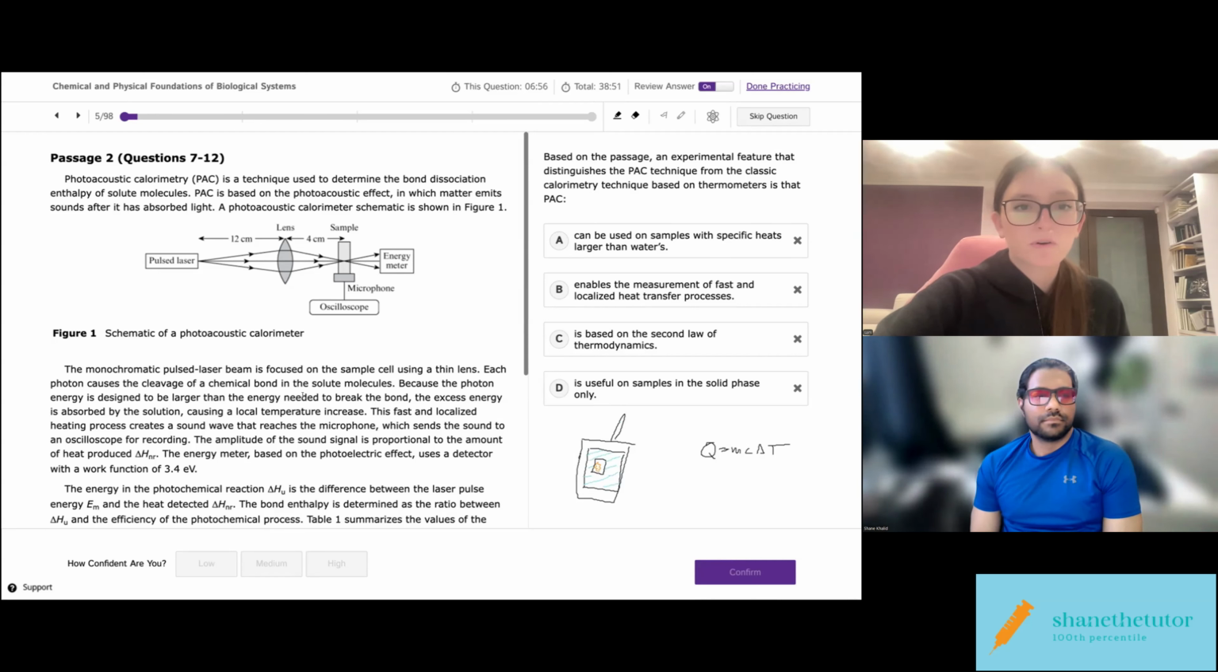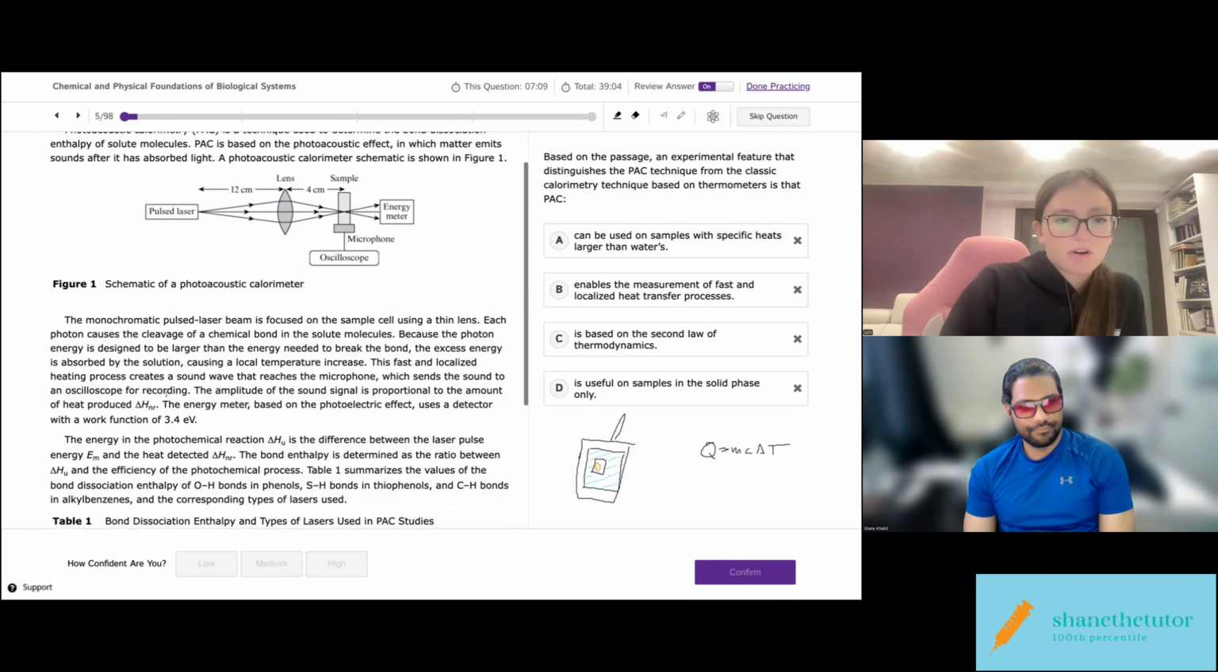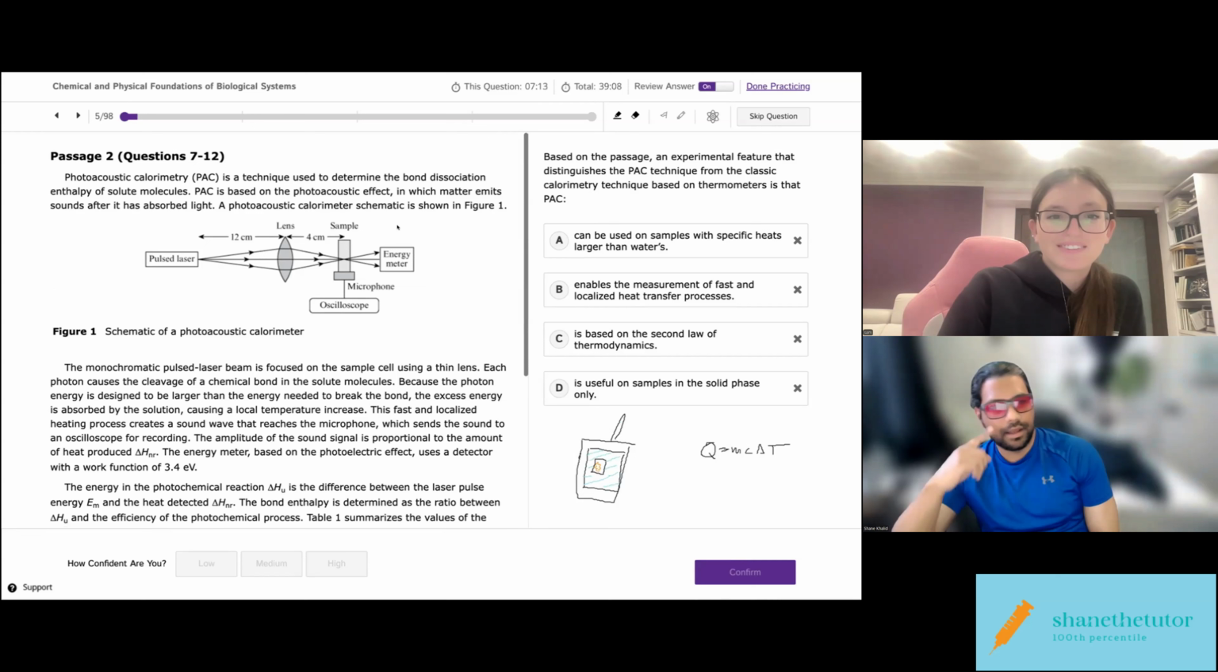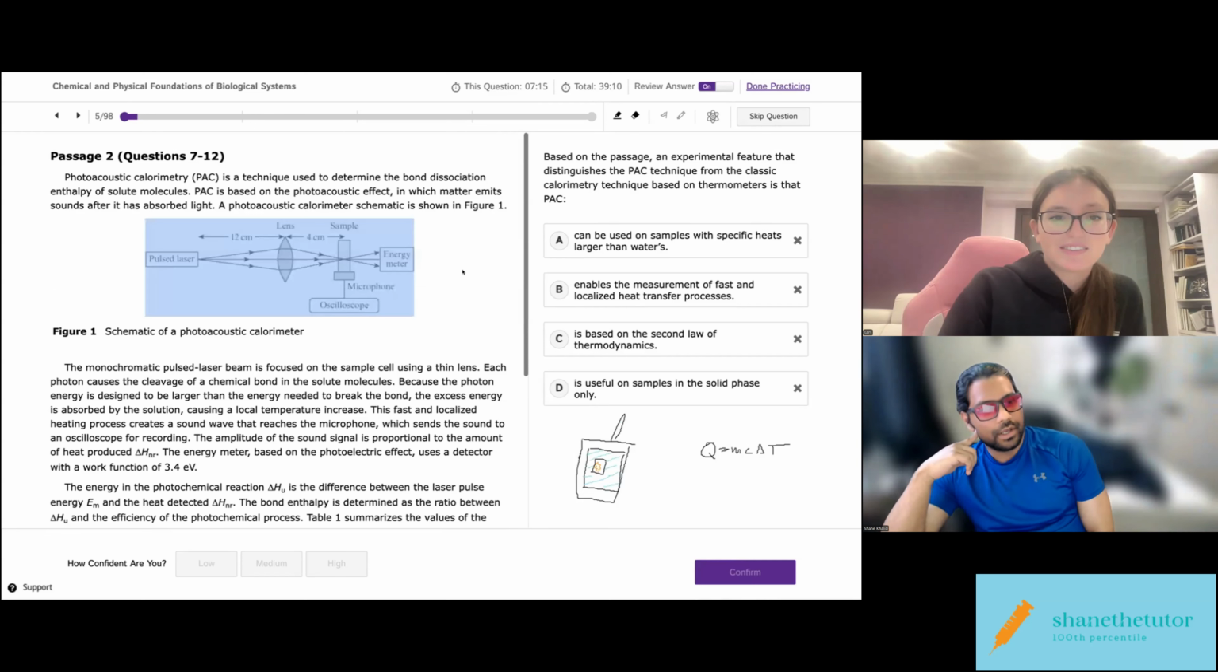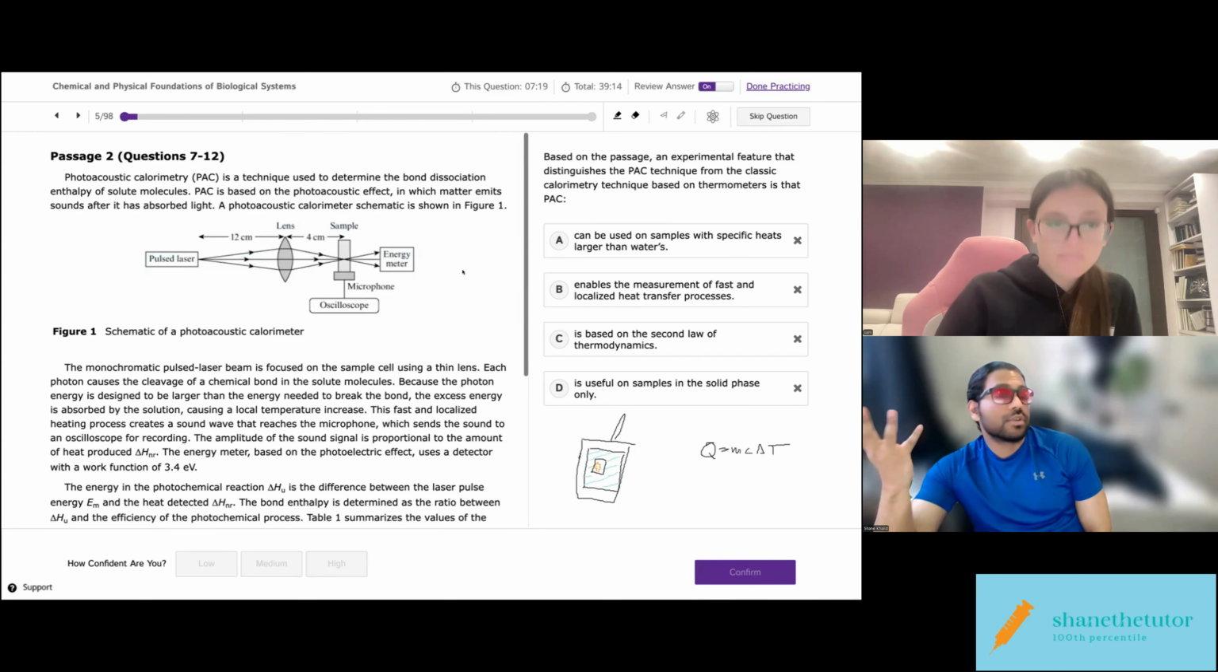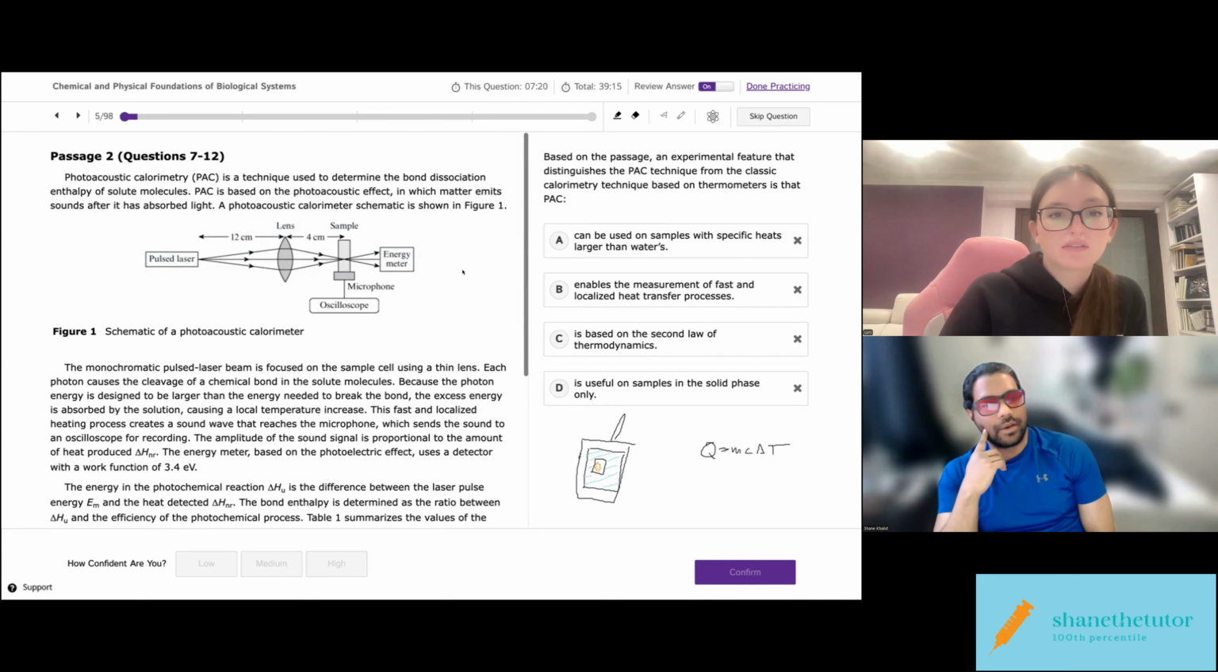PAC is based on the photoacoustic effect in which matter emits sounds after it has absorbed light. A photoacoustic calorimeter schematic is shown below. Monochromatic pulse laser beam is focused on the... So once we see that figure, we want to try to figure out some stuff about it.